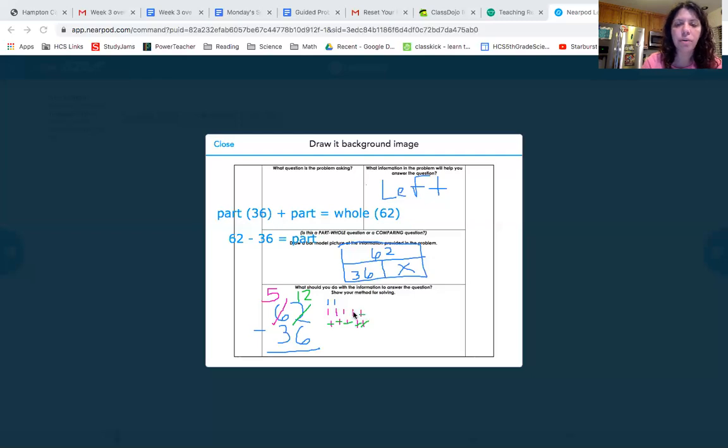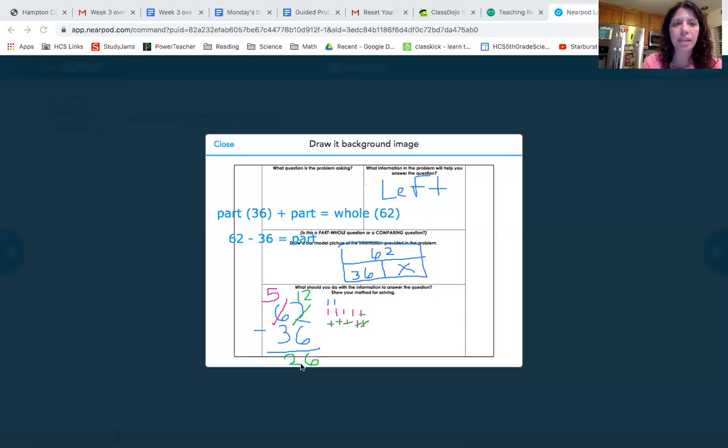So what do I have left? 1, 2, 3, 4, 5, 6. Awesome. Let's double check if that's right. So let's see. 6 plus 6 equals 12. It sure does, so that's right. So now 5 take away 3, or really 50 minus 30, is going to be 20. So our answer is going to be 26.